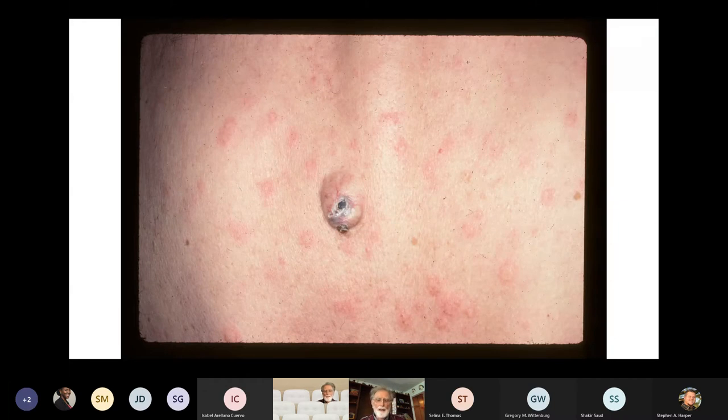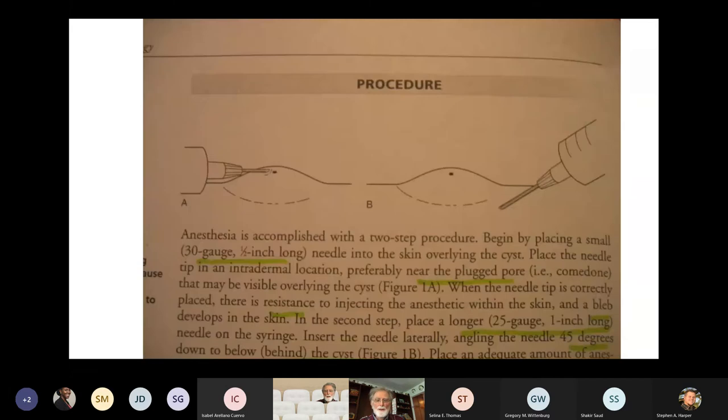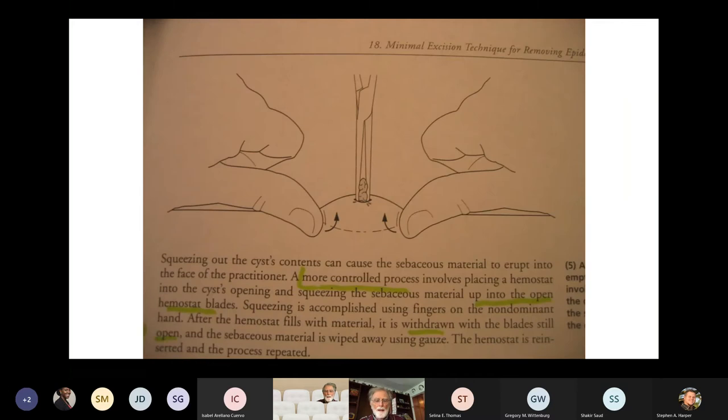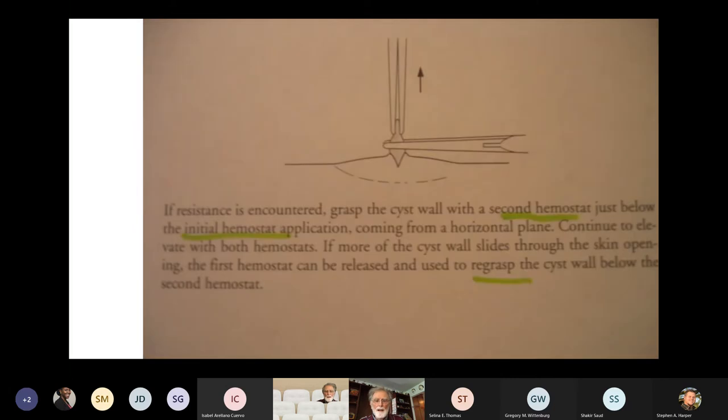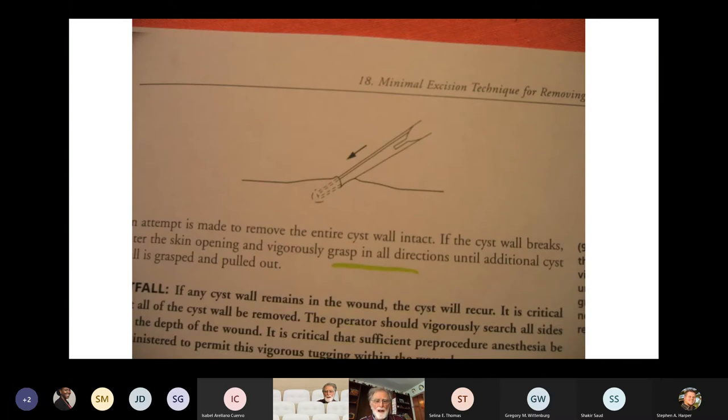Either you can try to excise the whole thing with a long ellipse, or you can take your mosquito clamp, make a short clip and try to extract the contents. If you're lucky, there's enough of a capsule that you can use a second clamp to tease that out. You have to explore the base and make sure you've got all the stuff. And then you leave it open.